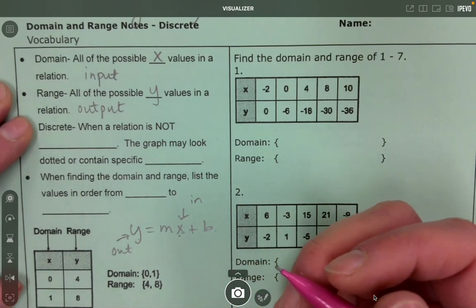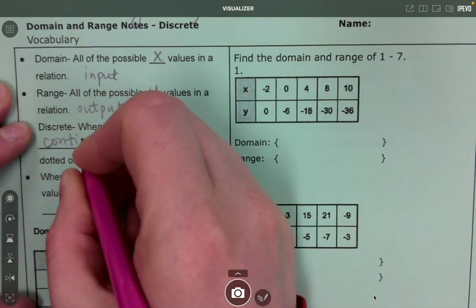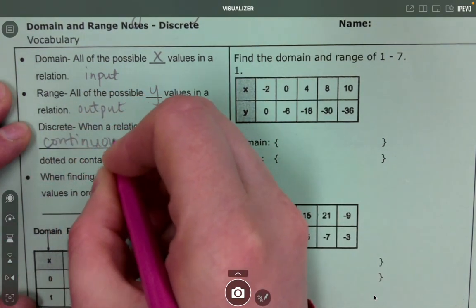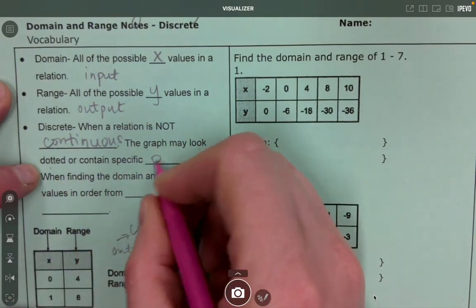So discrete is when a relation is not continuous. So instead of drawing a continuous line, the graph may look dotted or contain specific points.